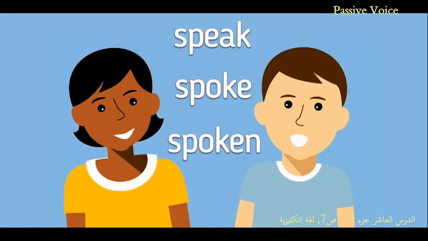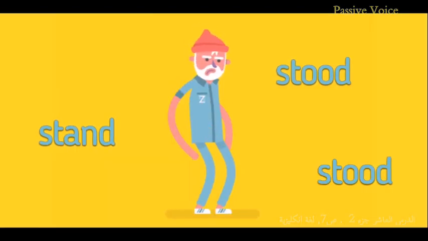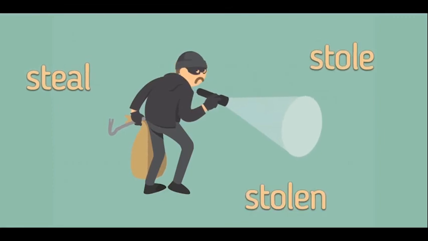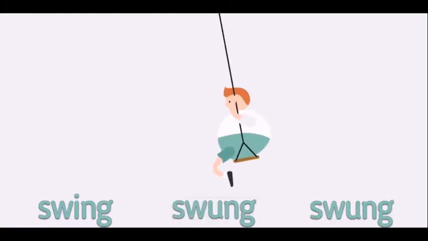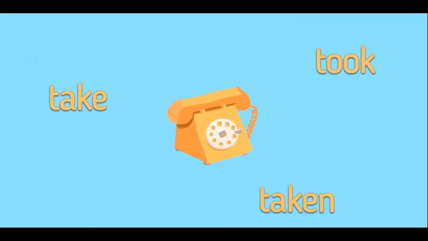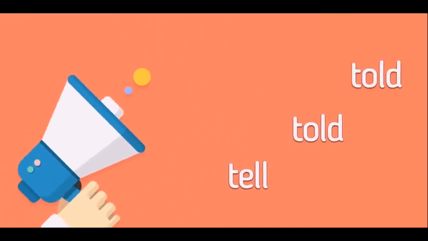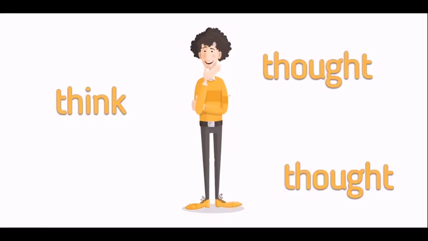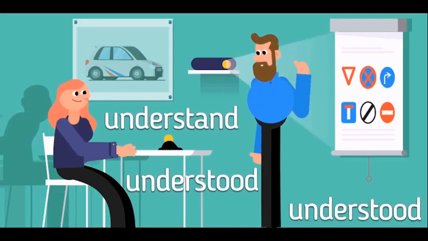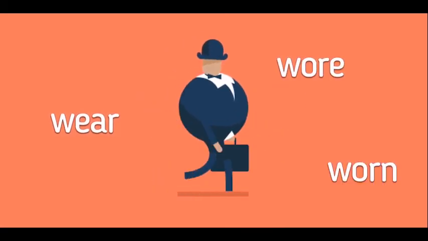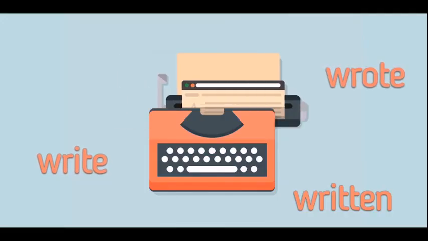Speak, spoke, spoken. Spend, spent, spent. Stand, stood, stood. Steal, stole, stolen. That's right. Swim, swam, swum. Swing, swung, swung. Take, took, taken. That's verbs. Teach, taught, taught. Tell, told, told. Think, thought, thought. You heard. Throw, threw, thrown. Here we go. Understand, understood, understood. Wear, wore, worn. Win, won, won. That's right. Write, wrote, written.